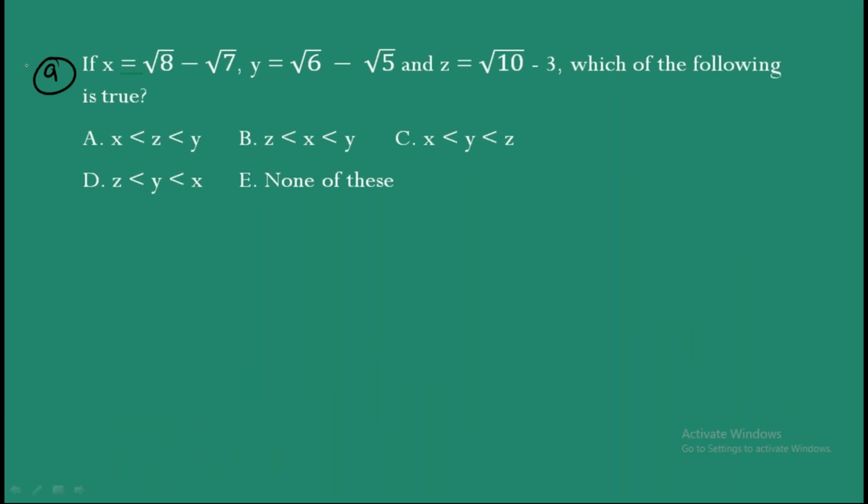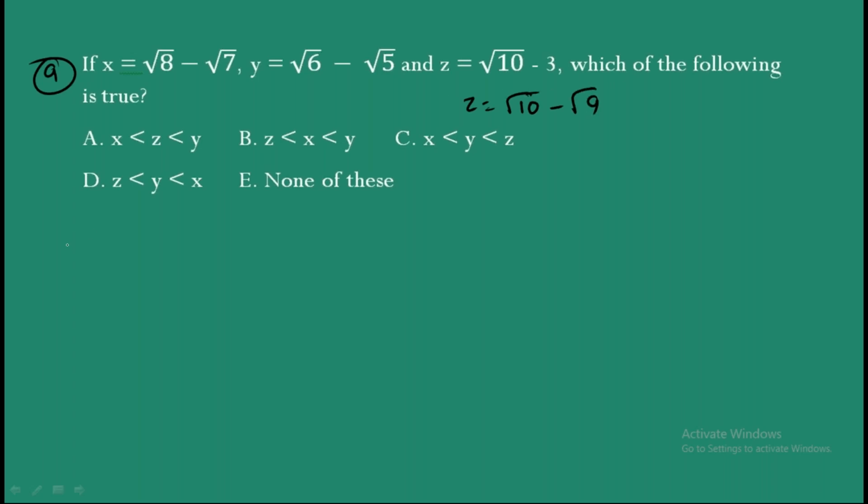Now let's see about this question, my dear friends. You have to decide among x, y, and z which of the following is true, which is smaller, which is larger. You have to decide the order also. Okay, what I'll suggest, this root 3, 3 can be written as root 9.